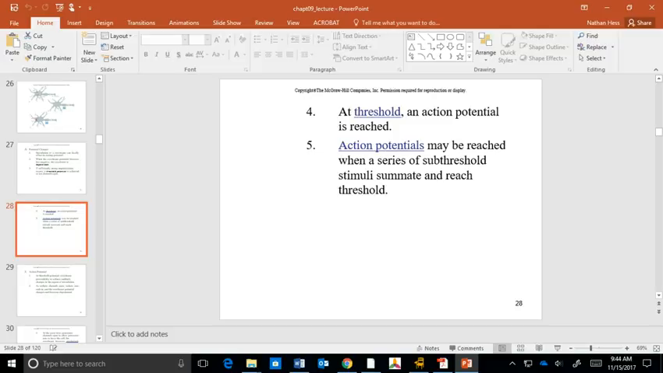Depolarizing is going from having positive outside and negative inside to switching, basically. You lose that polarization. That's what we were just talking about. We'll talk about that in a moment here.